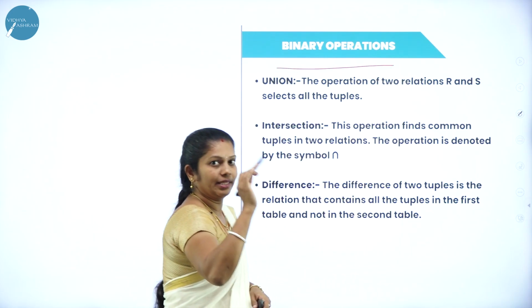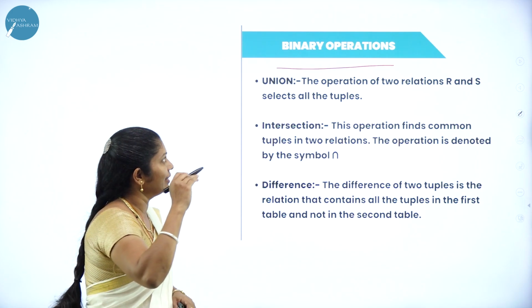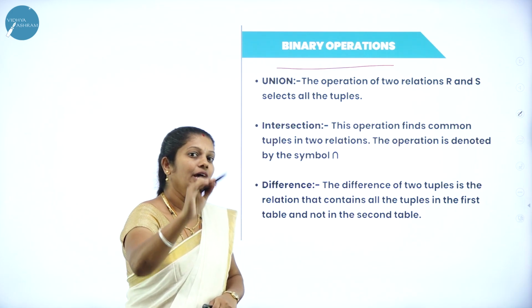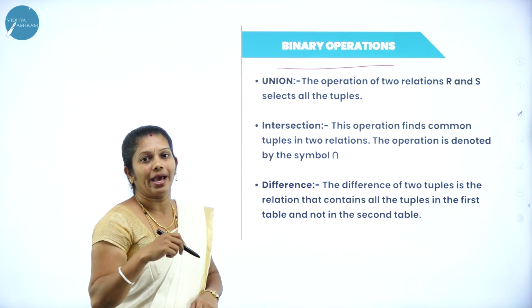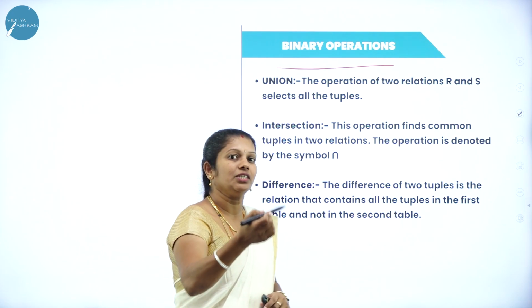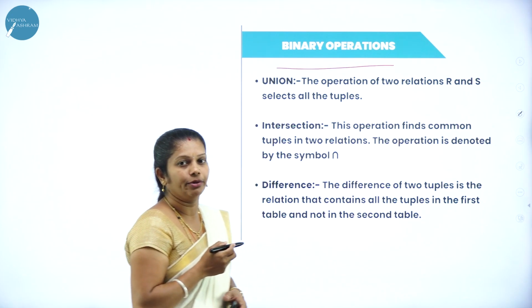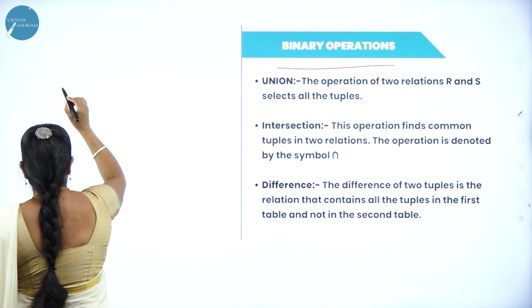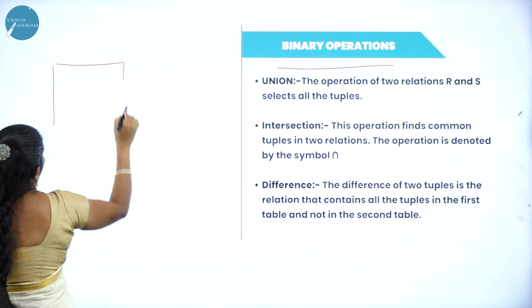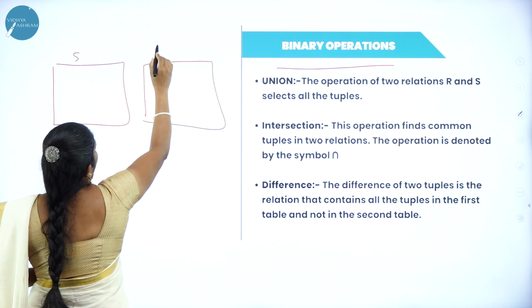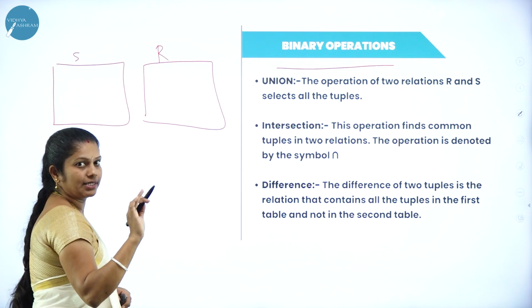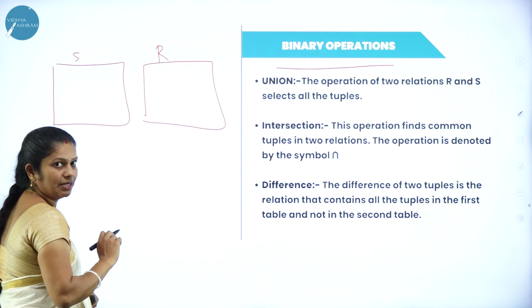Binary operation, the name itself suggests binary relational operations. Here, we are going to consider two tables. On the two tables, we can access whichever record, whichever method we want. Consider we have two tables. The first table name is S and the second table name is R.